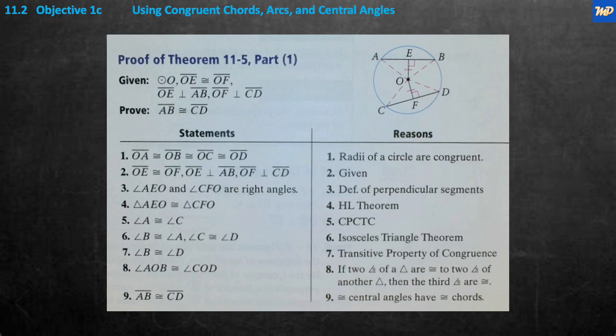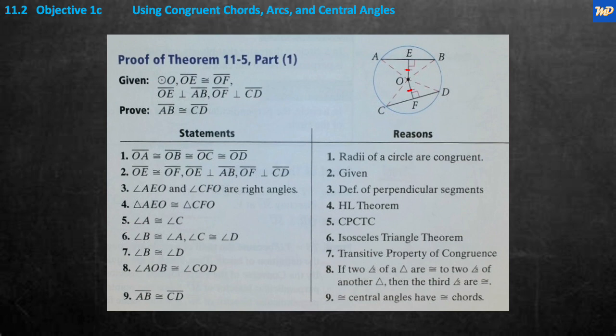So it says, given circle O, you see circle O right there, the O is in the middle of the circle. You're given the circle, and we're given segment OE, segment AB, OE is congruent to OF. You see there's a little dash here and a dash here. They're saying that these are congruent.